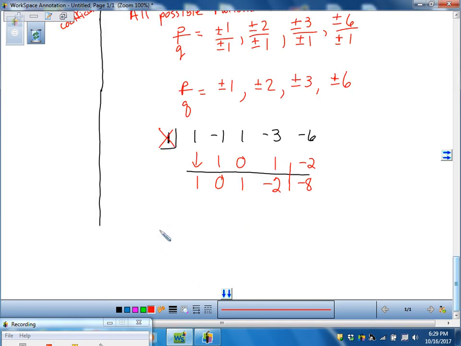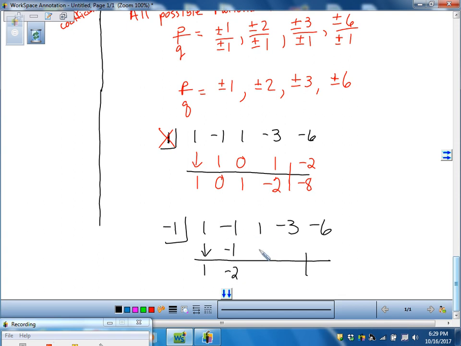So let's try again. Let's try negative 1, using the same coefficients. So this is just a process that you keep repeating until you find one that works. Bring down the 1. 1 times negative 1, negative 1. Negative 1 plus negative 1, negative 2. Negative 2 times negative 1 is a positive 2. 2 plus 1 is 3. 3 times negative 1 is a negative 3. Negative 3 plus negative 3 is negative 6. Negative 6 times negative 1 is a positive 6. Negative 6 plus 6 is 0. So that means that negative 1 worked.